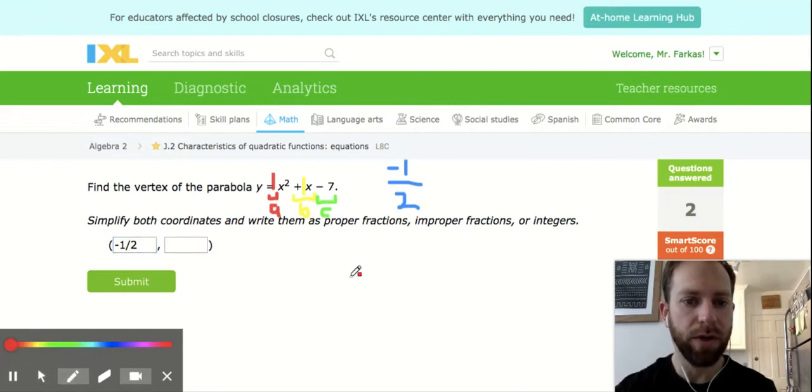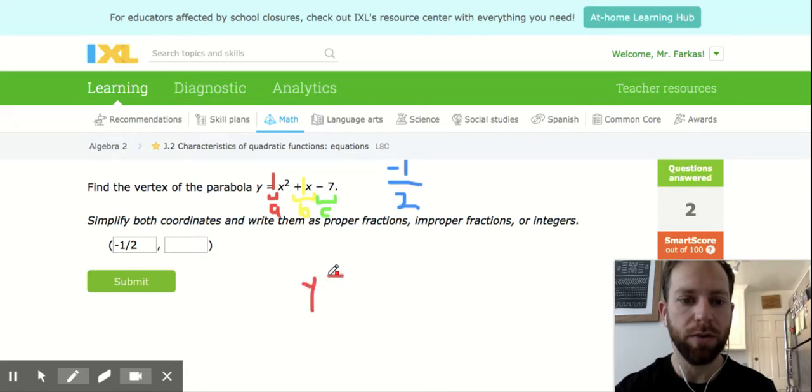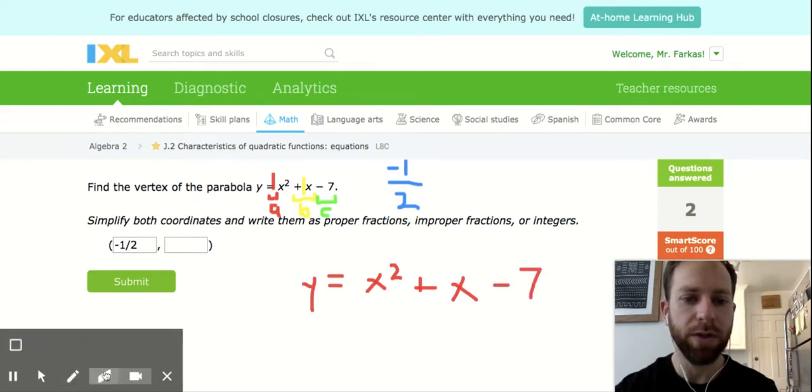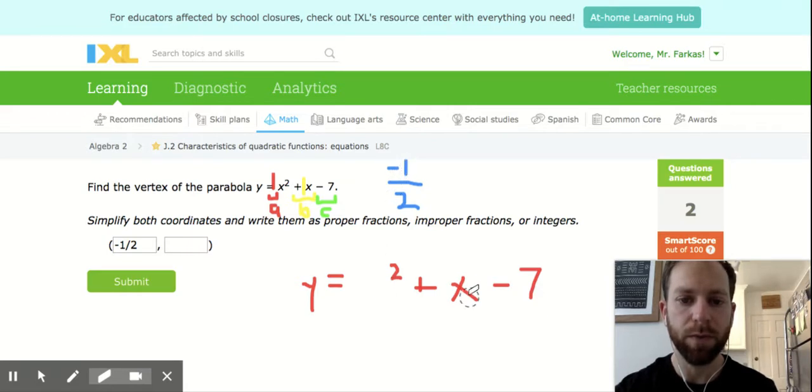So let's go ahead and write it out. Y equals x squared plus x minus 7. But remember, we said wherever we see an x, we're going to replace it with negative 1/2. So replace these with negative 1/2.